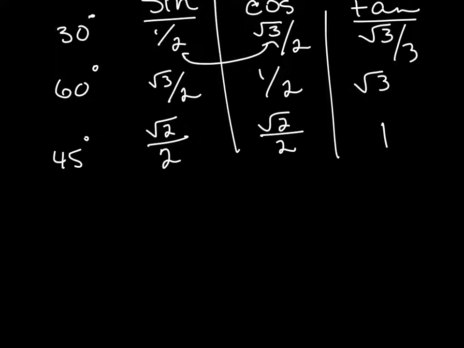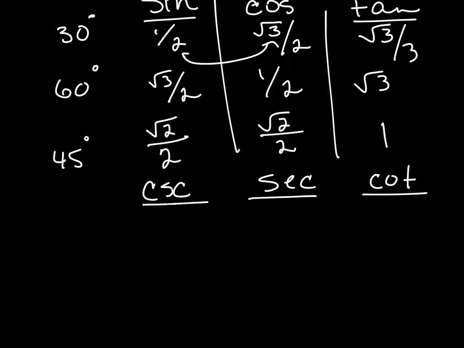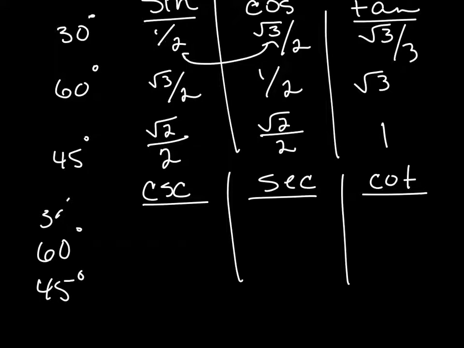Now, if we wanted to get the other trig functions of that, we would have cosecant, secant, and cotangent. So you do the reciprocal of what you started with. Some of these are a little easier than others. The cosecant is the reciprocal of sine. So let's do 30, 60, and 45. If I go back to 30 degrees and I do the reciprocal of sine, if I flip 1/2, I get 2. So that one's easy.